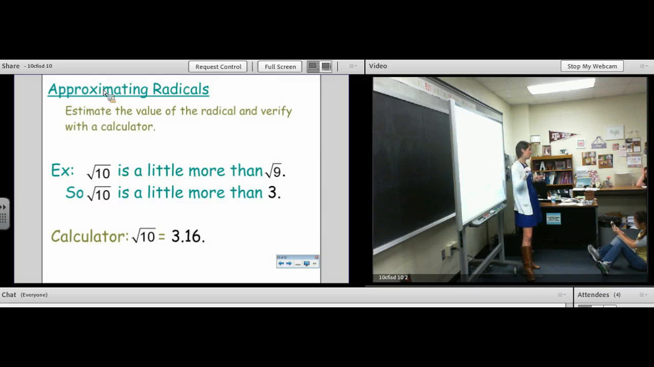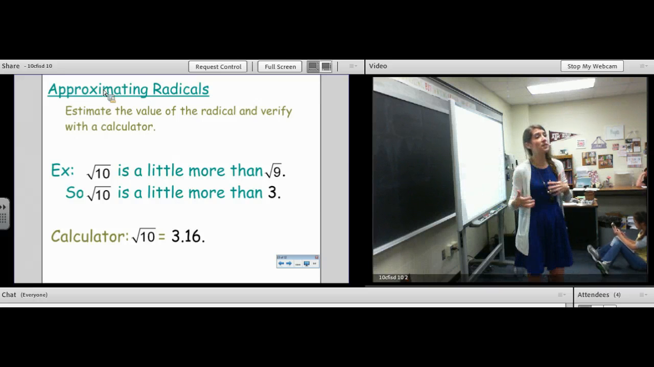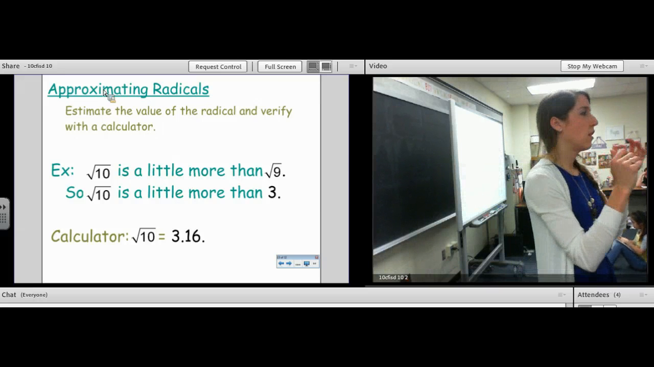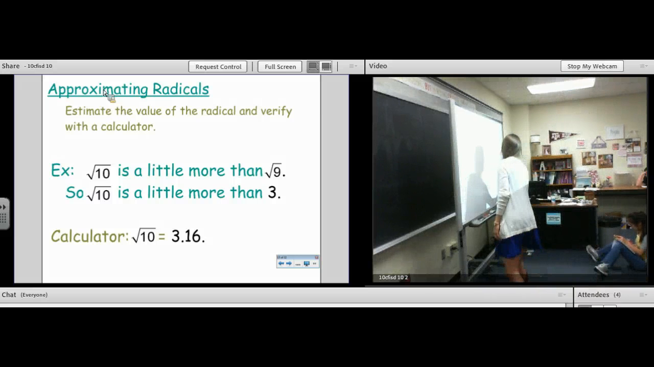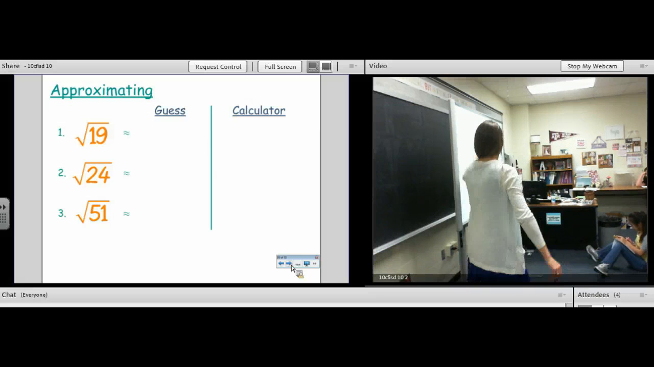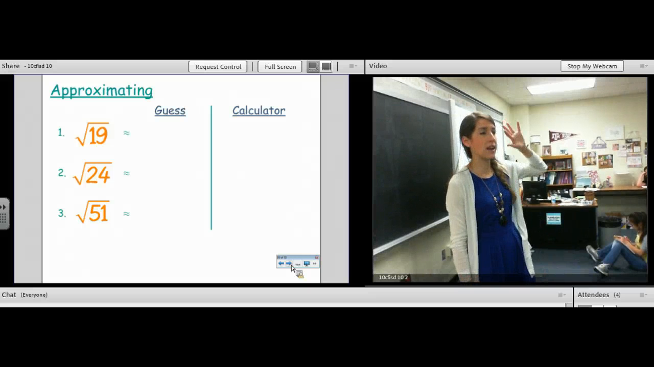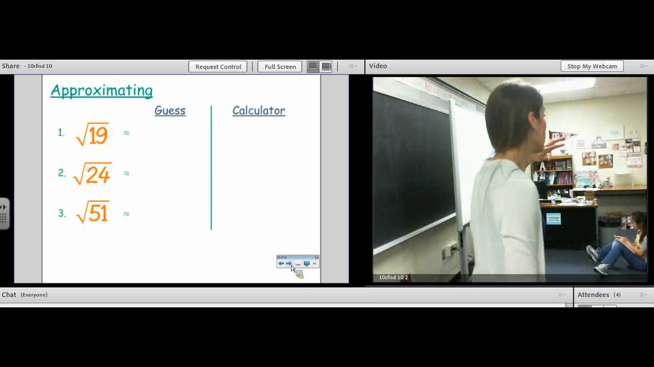What's the square root of 9? 3. 10 is a little bit more than 9, so the square root of 10 will be a little bit more than 3. And it happens to be 3.16. So we were going to say it's a little more than 3. We're not going to touch our calculators, and we're going to guess and see how close we can get.